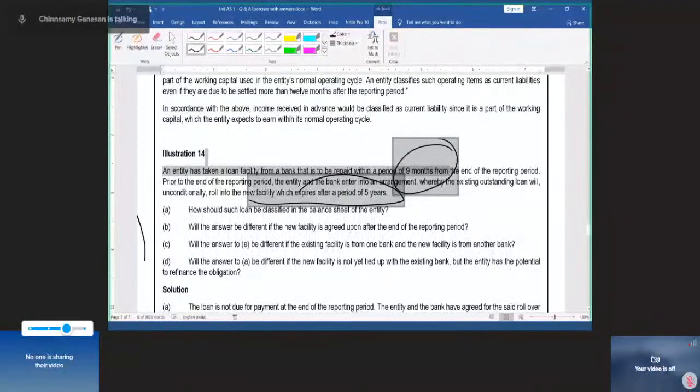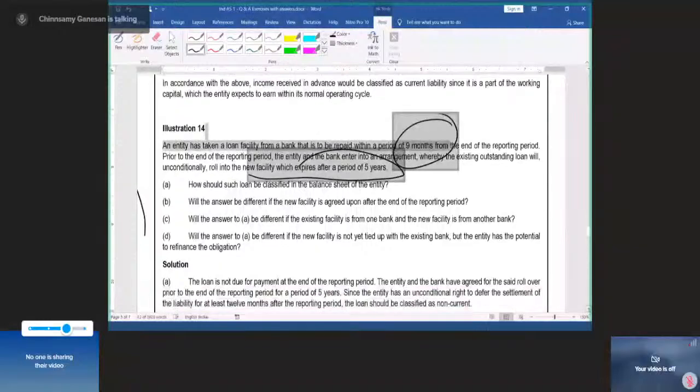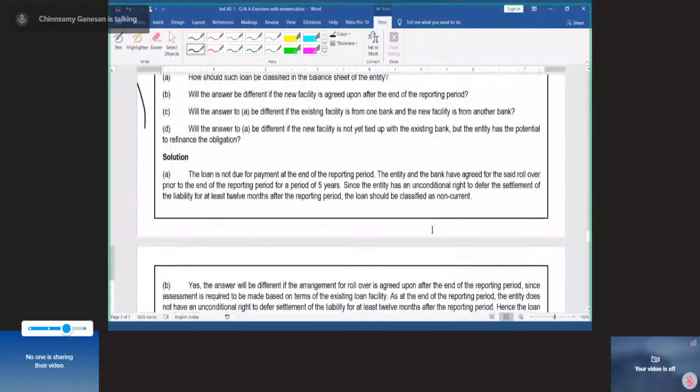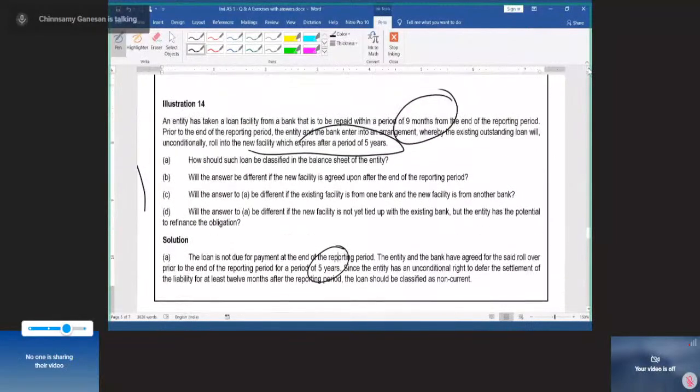That's what you are seeing here. The first point is the loan is not due because 5 years is the rollover period. Because 5 years is the rollover period, you will treat that as a non-current liability. What is the second question, which says: suppose the answer will be different if the new facility is agreed upon after the end of the reporting period, what happens for the 9 months, what is due as at the reporting date?